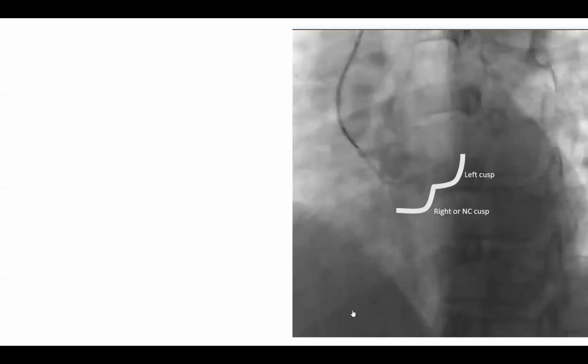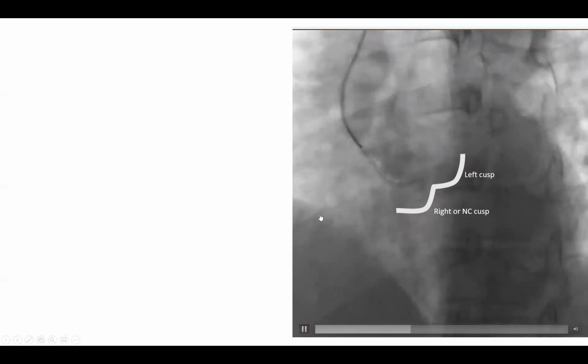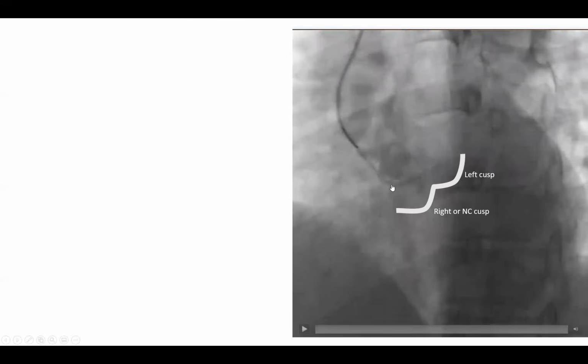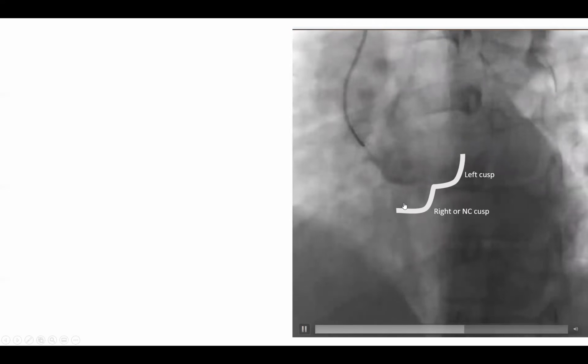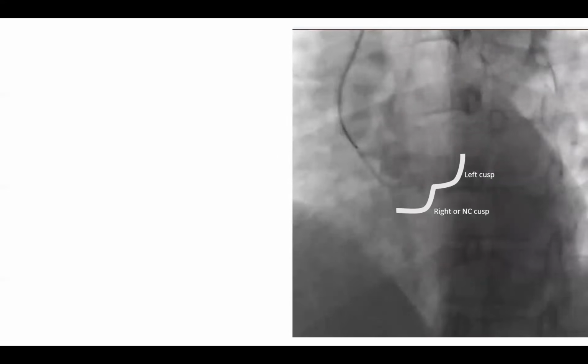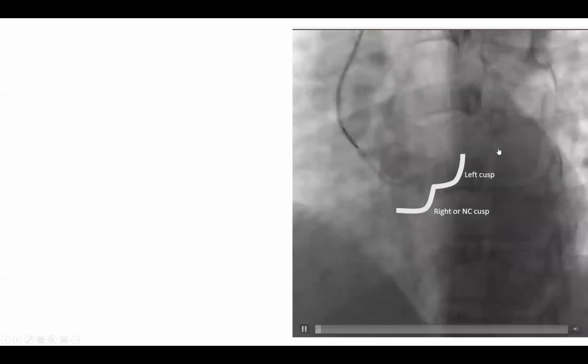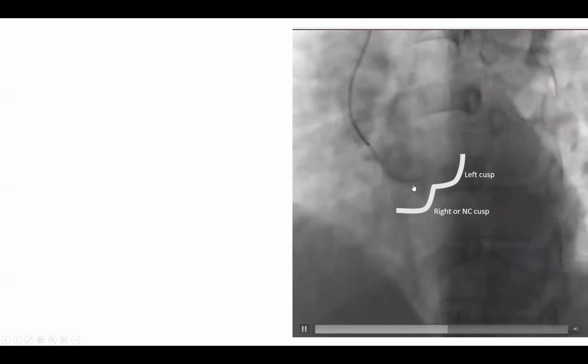So I'll start to show some pictures potentially. This is an illustration of those basic steps here, those 0, 1, 2, and 3. Here we got the wire onto the right coronary cusp. Then we jump from the right cusp to the left cusp.